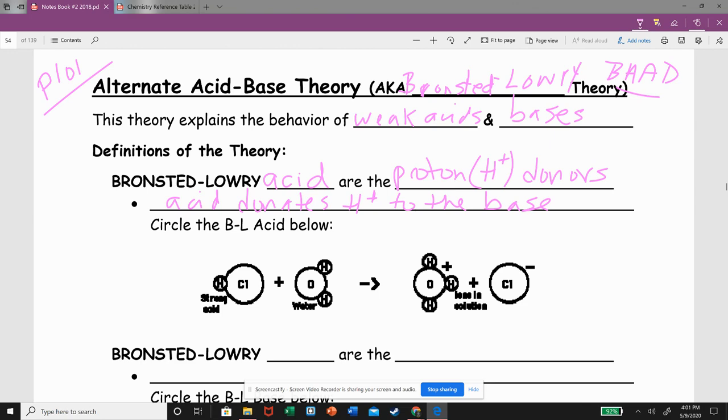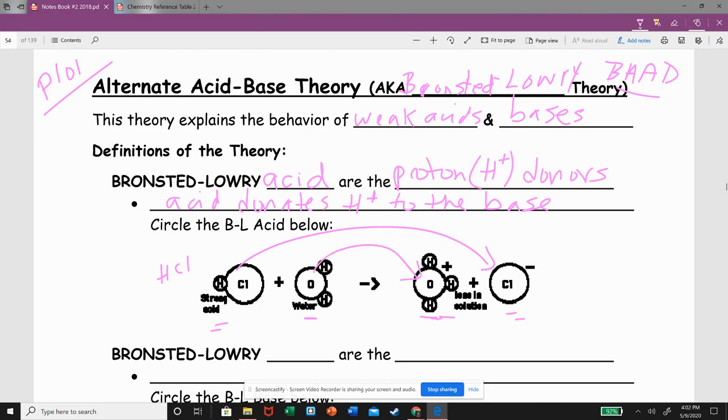So acids are going to give away an H. So if an acid gives away an H, it's got to have extra hydrogen. So we know that this is HCl. And we know that HCl is an acid from our Arrhenius theory of acids. So if I look at this equation right here, HCl in the presence of water, and now I have H3O and a Cl minus. So what happened from here to there? What happened from here to here?